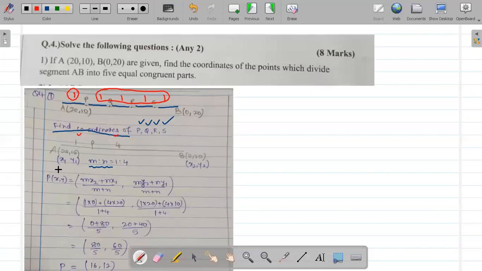And then you can see this is the section formula: m times x2 plus n times x1 over m plus n, m times y2 plus n times y1 over m plus n. And we substitute the values here. So we have m to be 1, n to be 4. These are the values of x1, y1, x2, y2. Just plug in the values and solve it systematically to get the value of P, which is 16, 12.